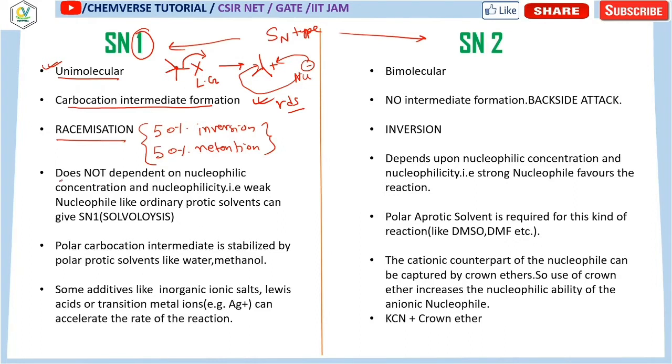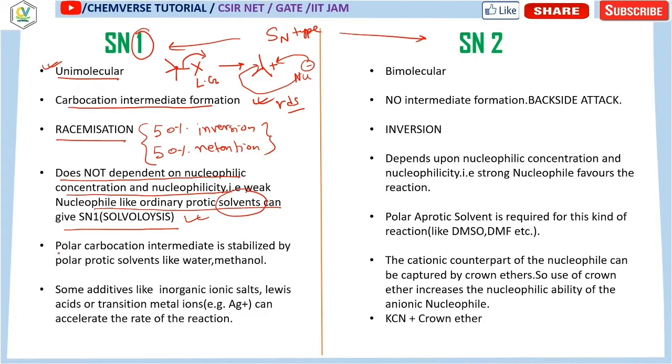Now the next important point is that it does not depend on the nucleophile concentration or the nucleophilicity, because in the rate determining step, which is the first step, there is no nucleophile involved. So even a weak nucleophile like ordinary protic solvents can perform the SN1 reaction, and when the solvent gives the SN1 reaction, it is called solvolysis.